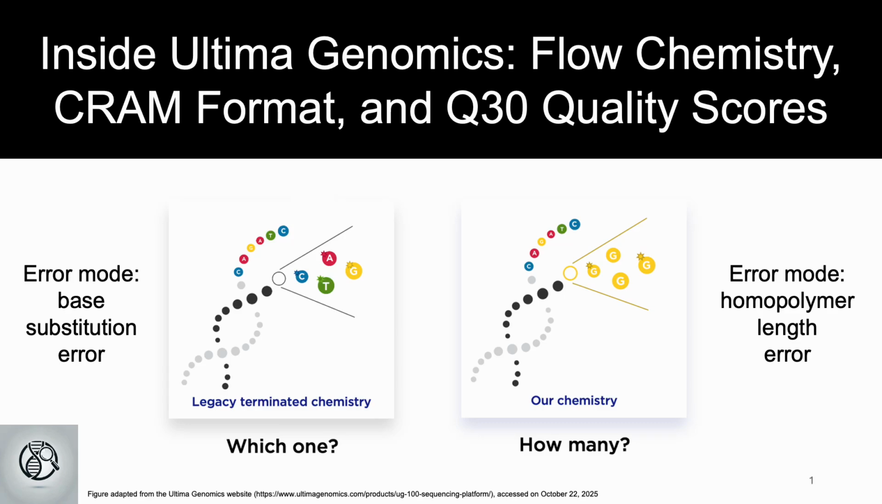In today's video, we'll explore how flow chemistry information is represented in Ultima sequencing data, why Ultima uses the CRAM format instead of FASTQ for whole genome sequencing, and how its quality scores differ from Illumina's due to distinct error modes. Let's break it down.